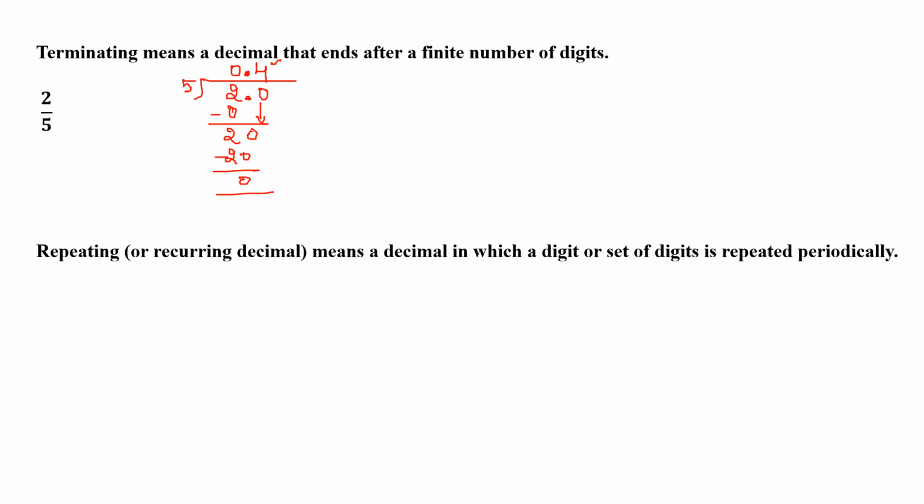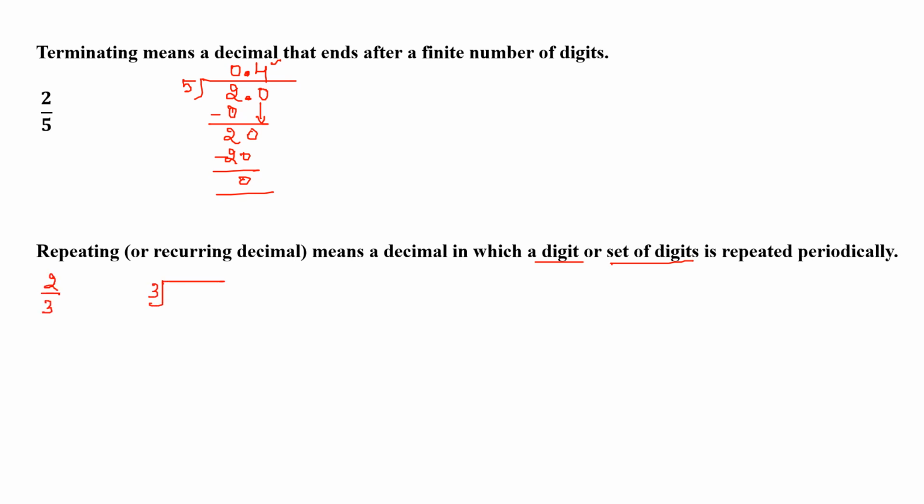Now next is what is the meaning of non-terminating recurring. It means that a decimal in which a digit or a set of digits is repeated periodically. Means it will never terminate, but either one digit or some set of digits keeps on occurring when you divide. So let's take some example for this. First I am going to take one example, 2 by 3. Okay, so I have to divide here.